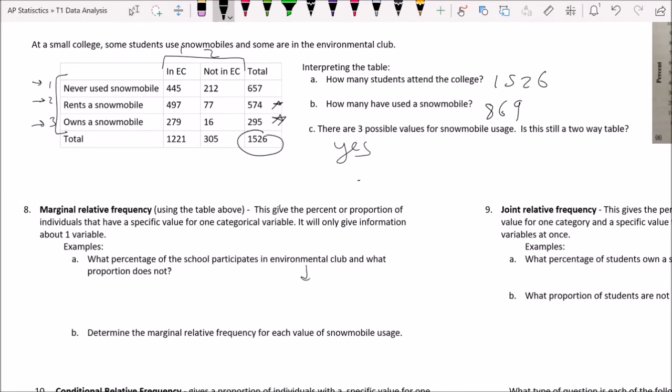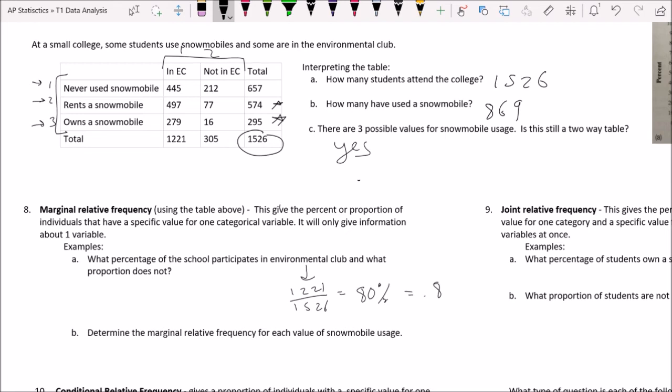So in environmental club, how many people are in environmental club? 1,221 out of the 1,526 people in the school. 1,221 divided by 1,526. The marginal relative frequency for that is, I guess I'm going to round it, that is 80%. Or you could write it as 0.8.